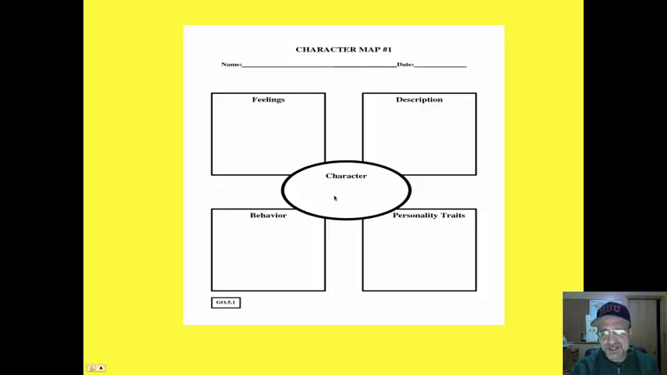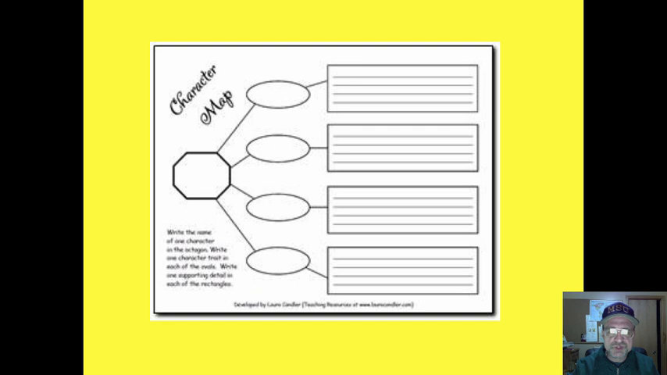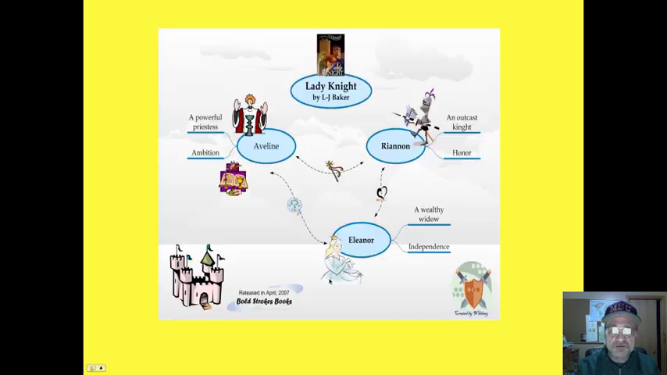I'll show you some others. Character, feelings, descriptions, personality, limited only by your imagination. It describes the characters, kind of who they are, and maybe some things that they do. Another example, limited only by your imagination. Character map, character, descriptor, events.